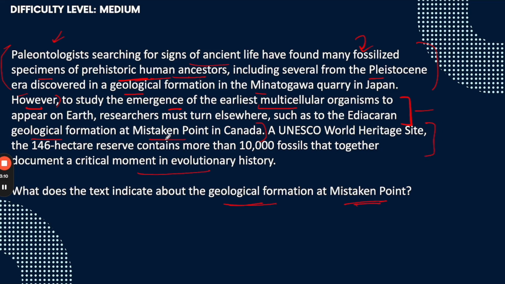Now, this is just the explanation of this particular place, Mistaken Point, right? What is this place like? There are so many fossils, and they are very important, right? It's a critical moment in evolutionary history. But, anyways, having said that, this is the location that is going to give me the answer. What does this location indicate about the geological formation at Mistaken Point? That if you want to know about the earliest multicellular organisms, you have to go there. As simple as that, right? Let's go to our options now.